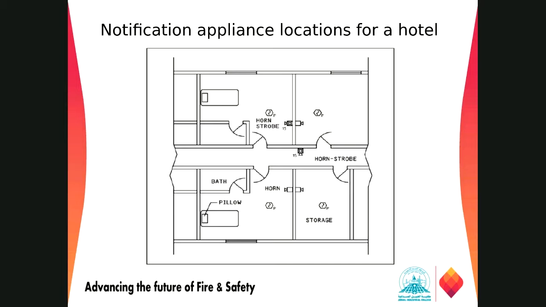So here is a notification appliance location for a hotel. In normal hotel rooms, they put one inside this room. Here is one inside another room. In the storage, they put one small horn, and all those areas, how they are going to flash that, it should be as per NFPA 72 requirement. You have to calculate all the loss of the sound from those areas.